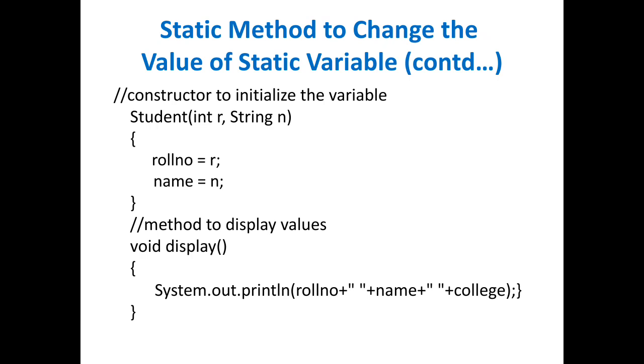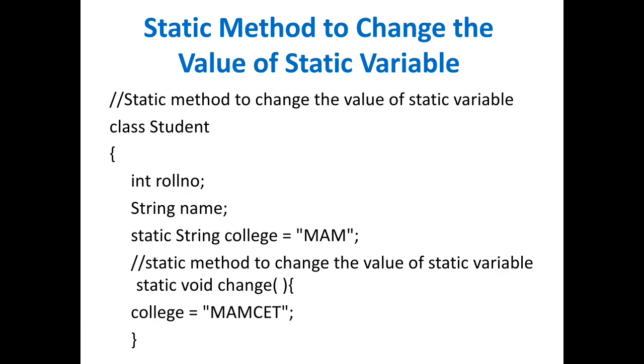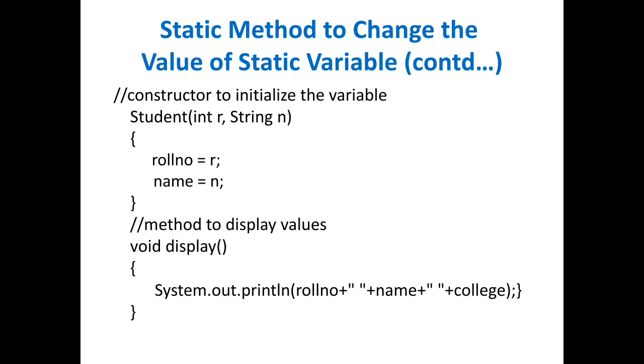Then we have constructor to initialize the variable. So student is the class name. So here student is the constructor. We have a R as integer variable and N as string variable. So values will be passed to these parameters. So roll number will be R and name will be N. That is the student's roll number and name are obtained here. Then we have the method to print the values using display method. So roll number, name and college will be printed.